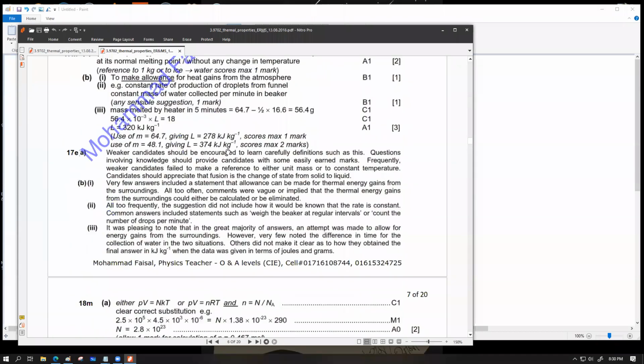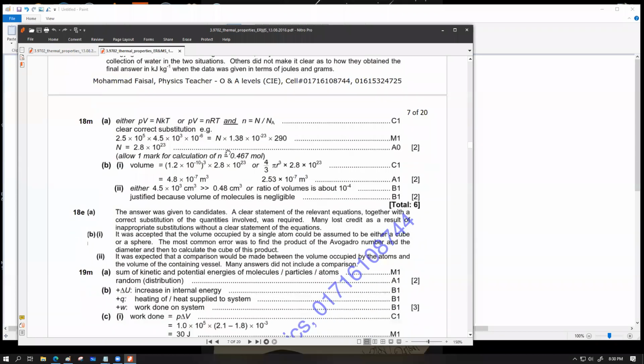Number 18. Either this much is too big compared to this much, or the ratio of the volume is about 10 to the minus 4, justified because the volume of molecules is negligible. Good. It was expected that a comparison would be made between the volumes occupied by the atoms and the volume of the container vessel. Many candidates did not include a comparison. Most candidates did mention this as per the mark scheme, but they forgot to do this comparison. You have to show both of them. If you miss this out, you're going to lose 1 mark.